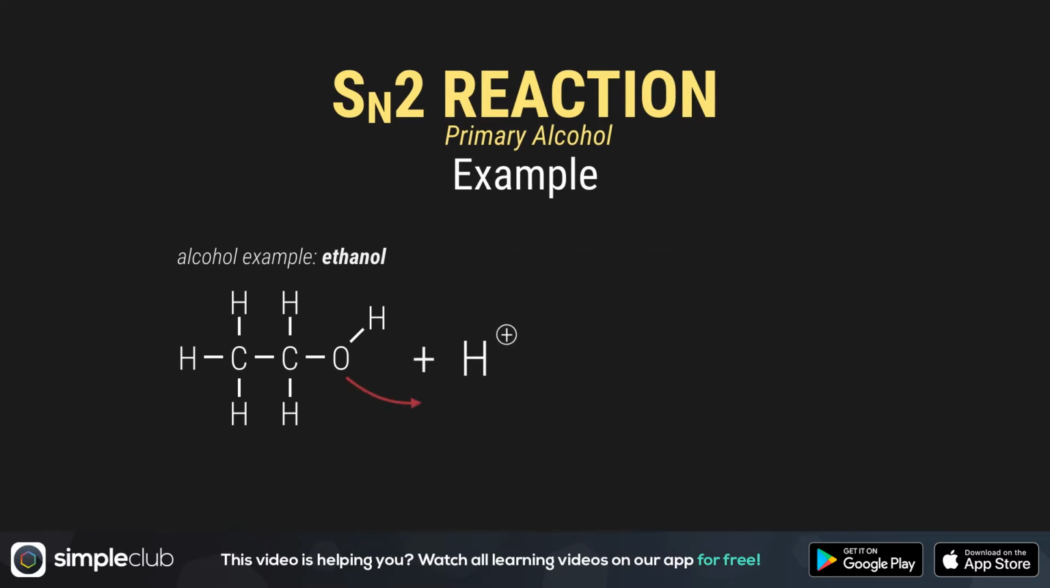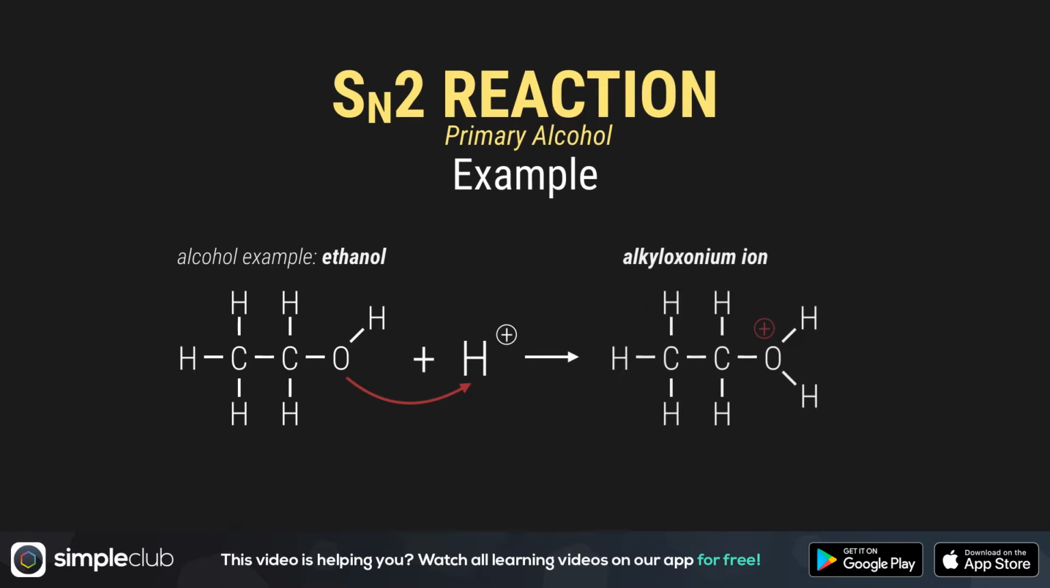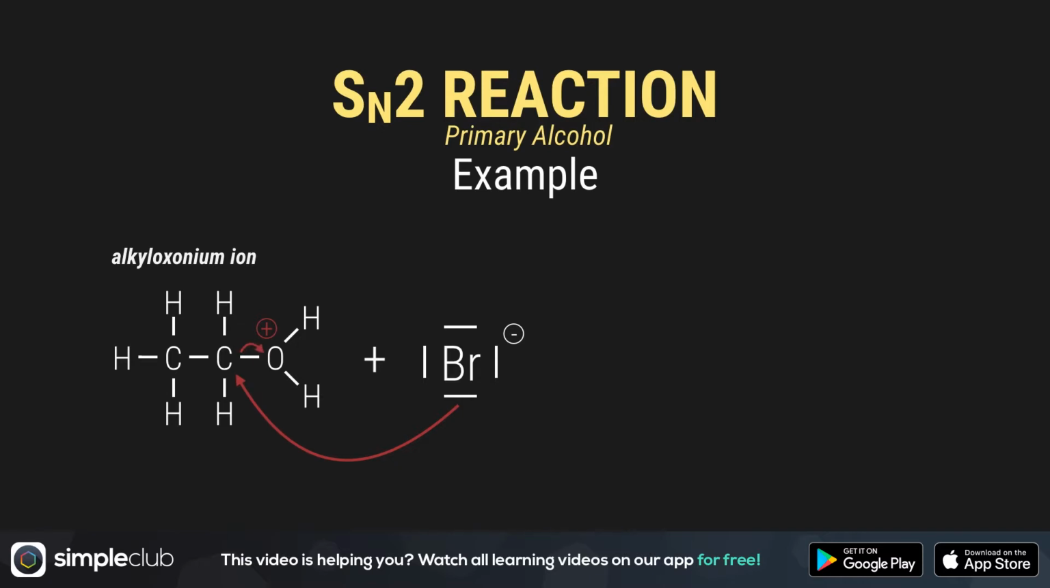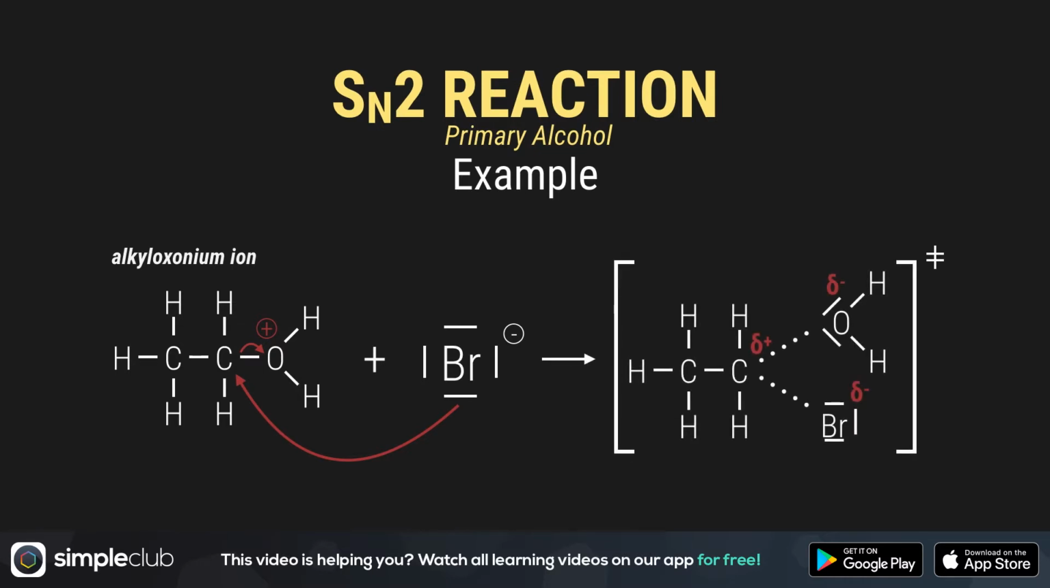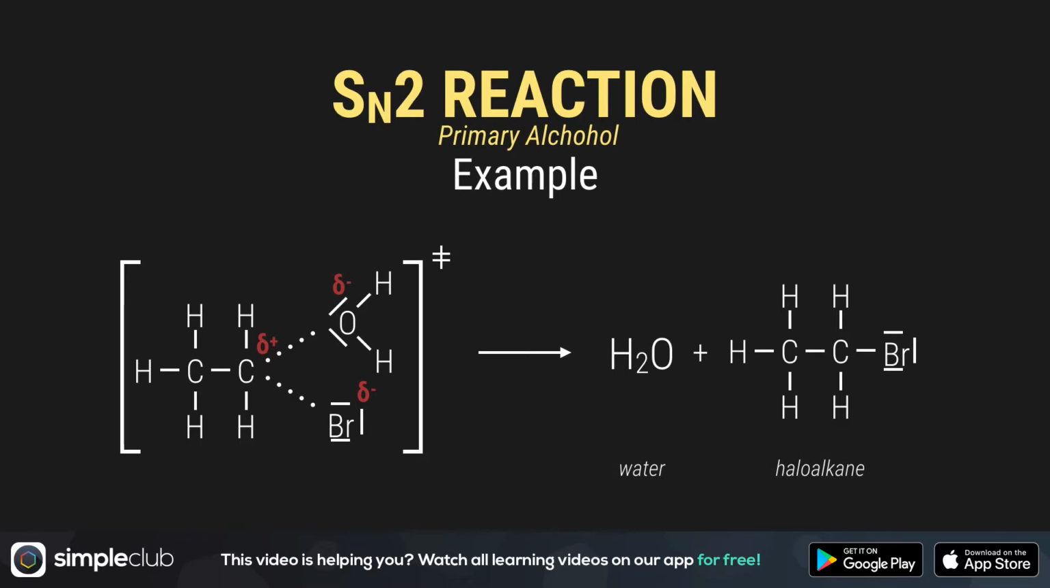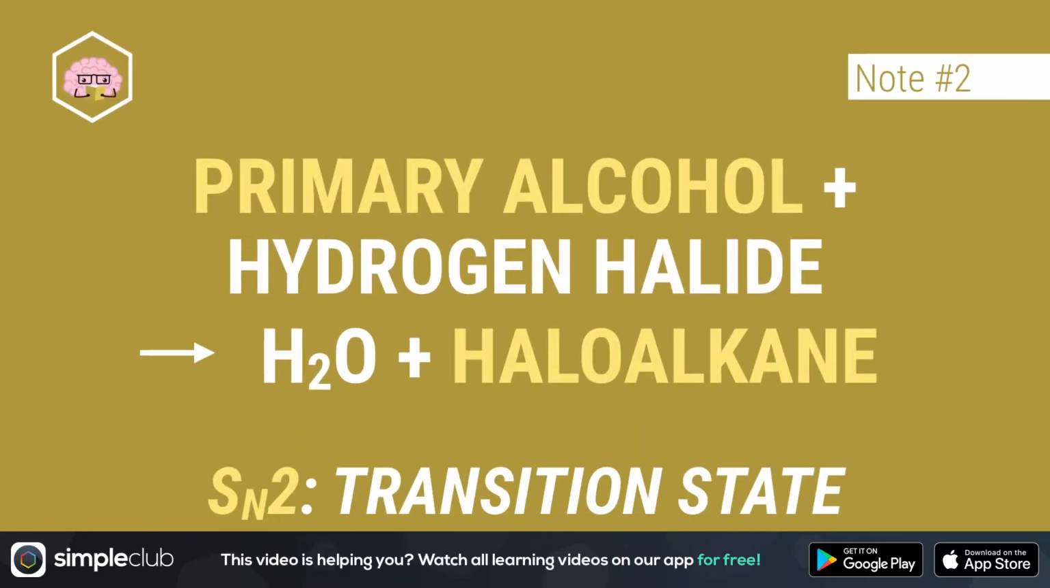The H+ will now protonate the alcohol, creating an alkyloxonium ion. In the next step, the bromide ion uses its free electron pair to latch on to the carbon atom attached to the water. At the same time, the bond between O and C sticks to the oxygen. And now we find ourselves in a transition state. The neutral water dissociates and the bromide bonds with the carbon. Our products are water and a haloalkane. So remember, a primary alcohol reacts with a hydrogen halide to produce water and a haloalkane. And the whole process goes through a transition state.